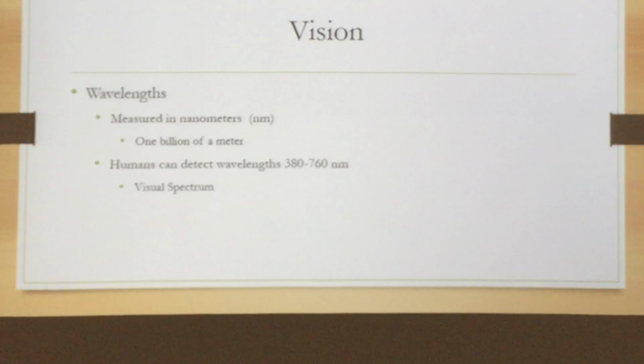Housekeeping terms, wavelengths. These are measured in nanometers, which is a billionth of a meter. Humans can detect wavelengths between 380 and 760 nanometers. This is called the visual spectrum because it has to fall between 380 and 760 for us to be able to see it. Okay?